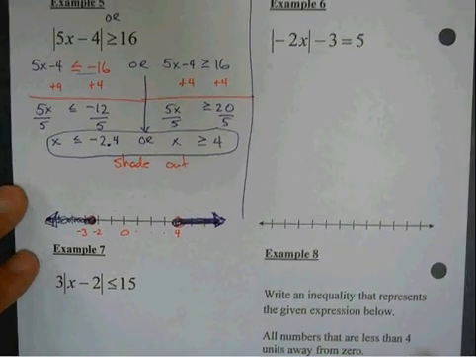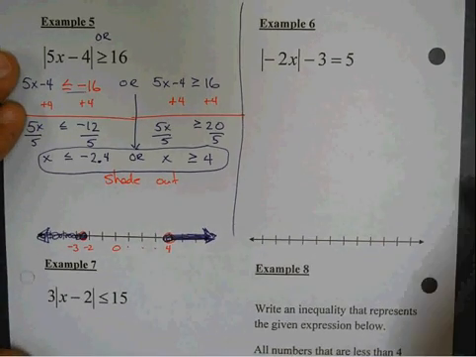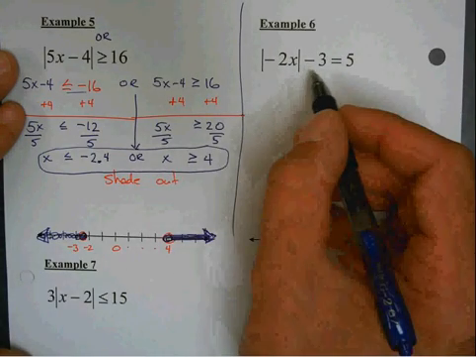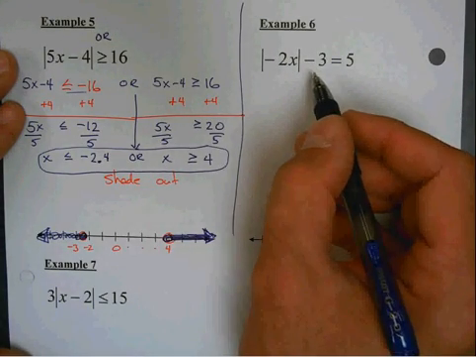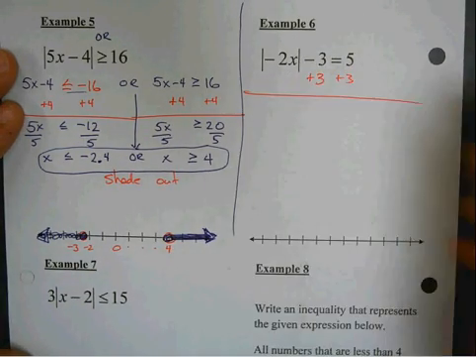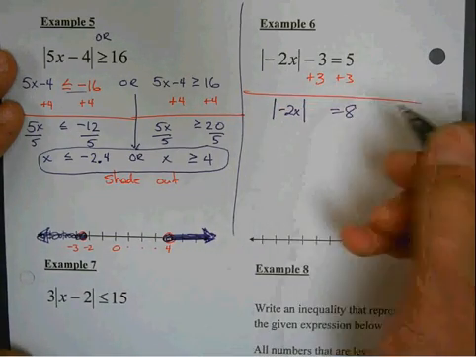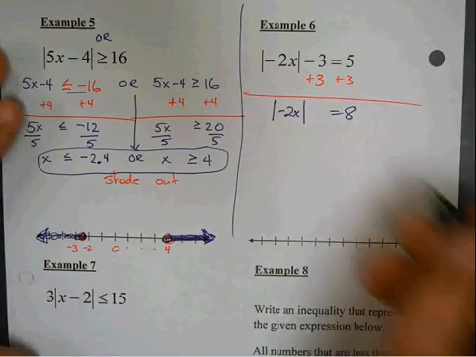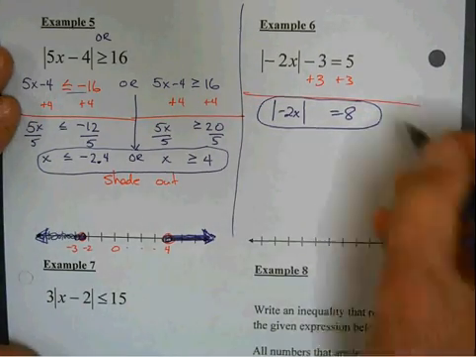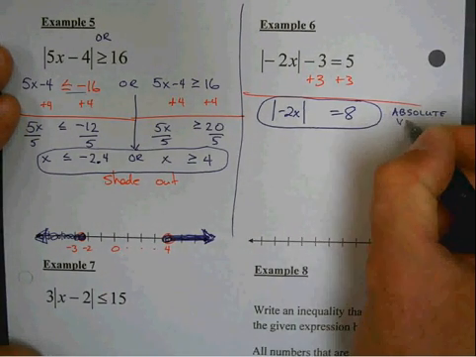Example 6. This is the one where we've got to deal with some things that are thrown in there. See that minus 3? How do I get rid of it? So everyone do a plus 3. Little review here. Negative 2x absolute value equals 8. Now, at this point, I want you to circle that. By circling it there, the point is the absolute value is now isolated.